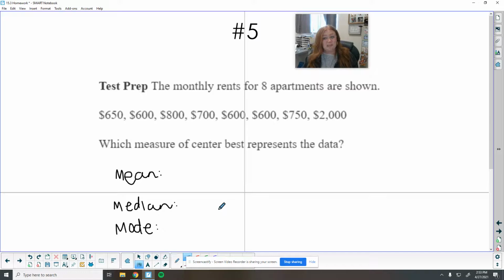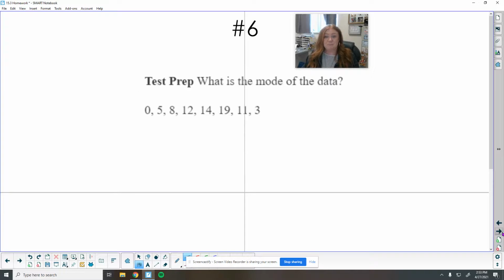And it's probably going to ask you to explain why you think that, or it might be a multiple choice that you also have to say why. So you can't just pick, oh, it's the median. So figure them out, decide which one best represents it and why.